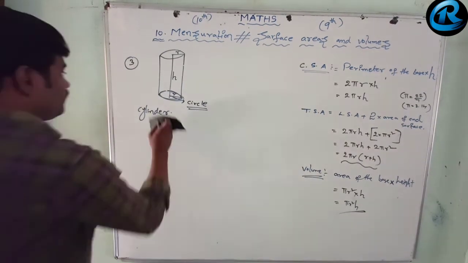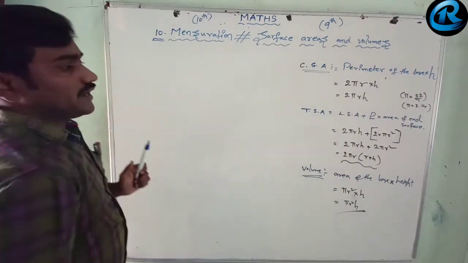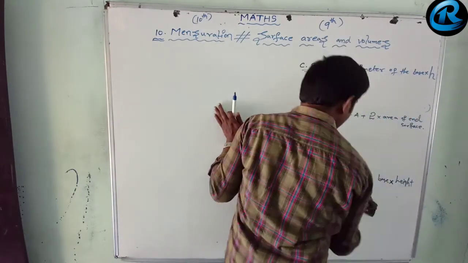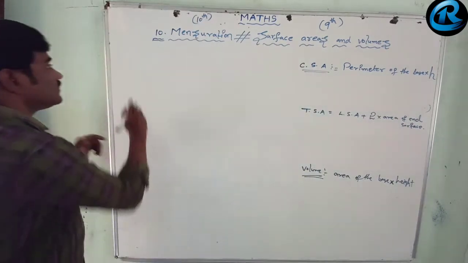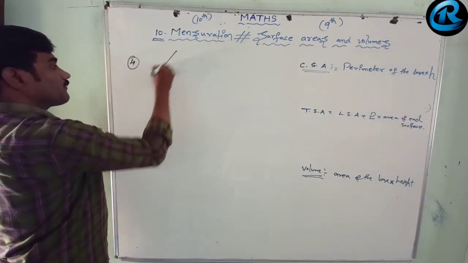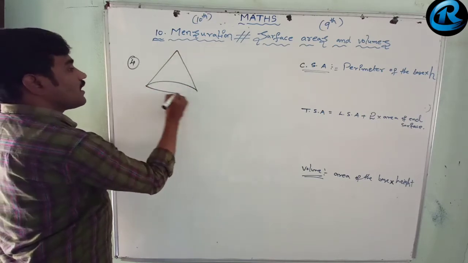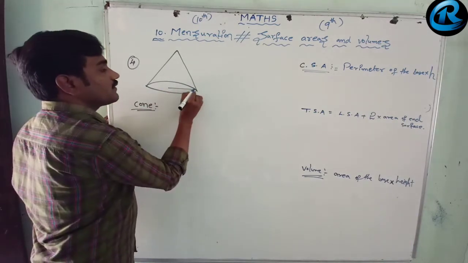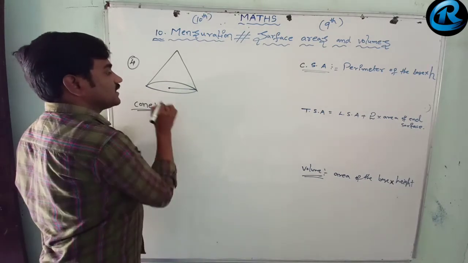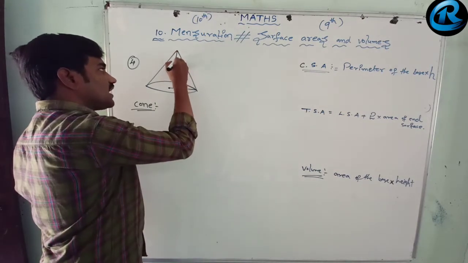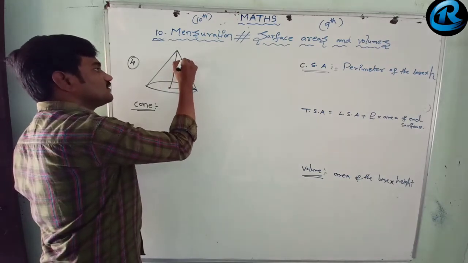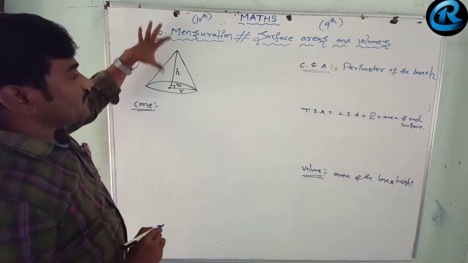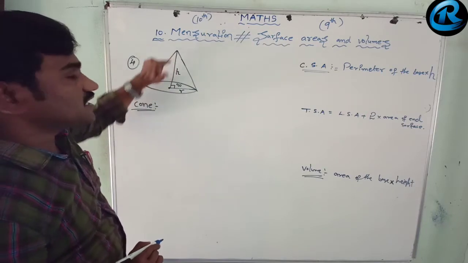Next we go for a cone, and this is important and you have to learn about this cone. In the cone we get a different kind of word and some more extra formulas. Now go for cone. And this is a cone. Here the base of the cone is in the shape of a circle with radius r, and this is the height of the cone, that is h. Now this is a right circular cone, having radius r and height h.